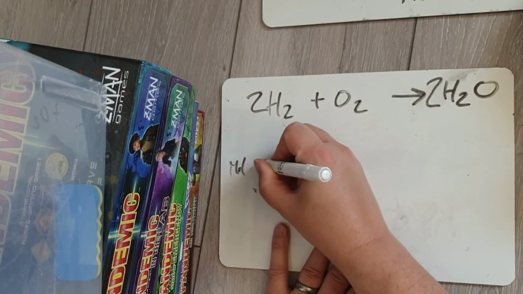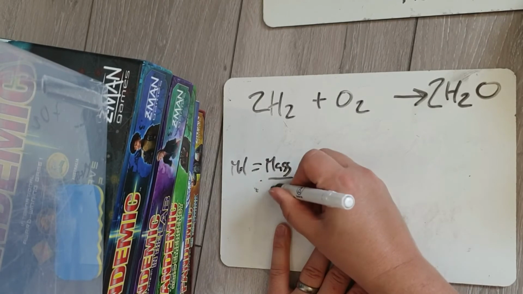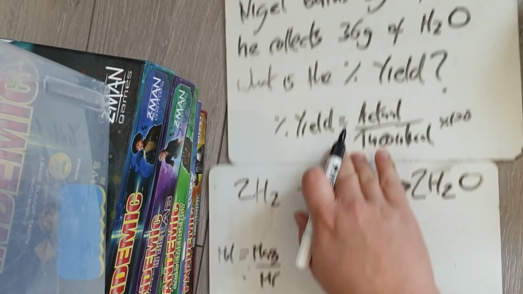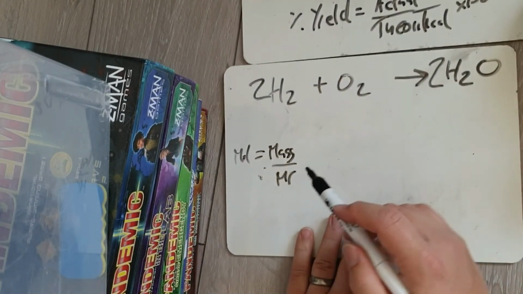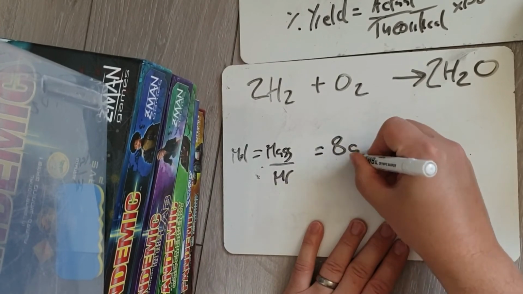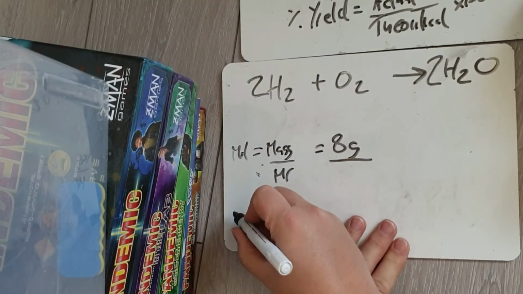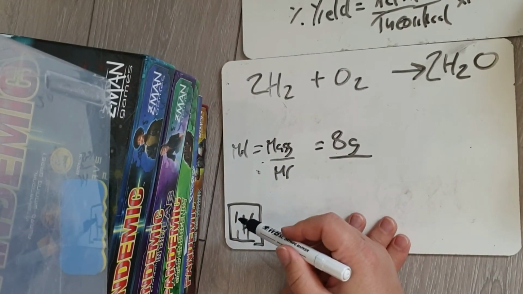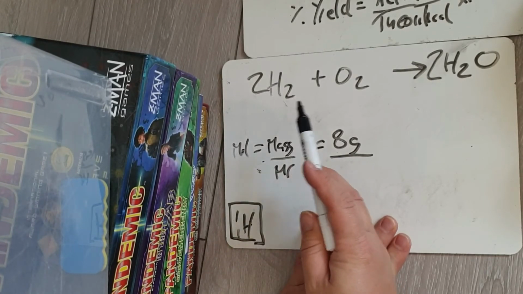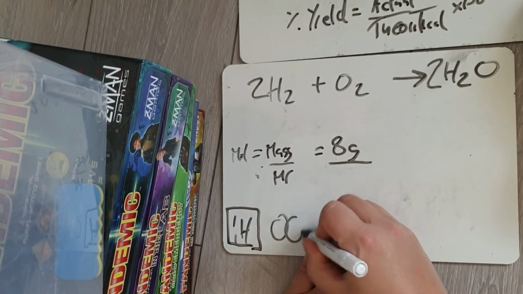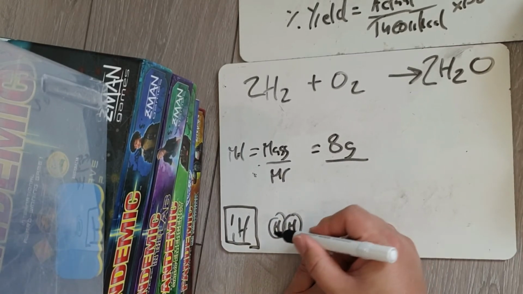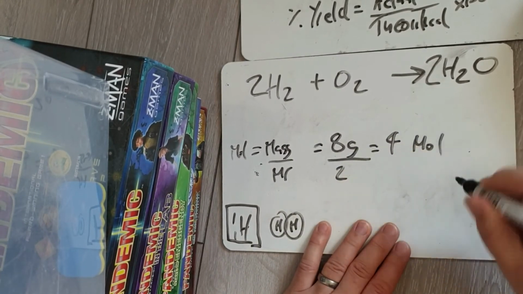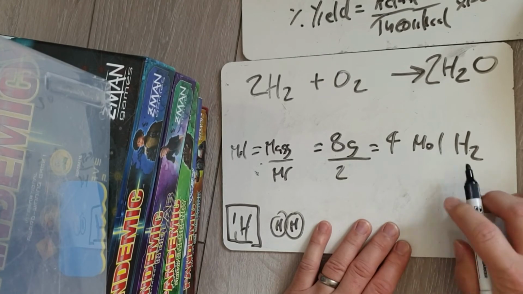You've got to remember, moles equals mass divided by Mr. So let's look at H2, the mass. Let's go back to what Nigel had. Nigel burns 8 grams of H2. So the mass he has is 8 grams. What is the Mr of H2? Need a periodic table. H is 1, so the mass of a hydrogen atom is 1, but it's H2. Because it goes around in pairs, remember, that is 1 plus 1, so it's 2. So 8 divided by 2 equals 4. So we have 4 moles of H2.